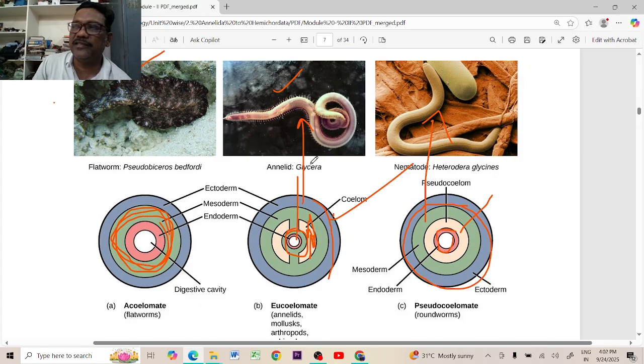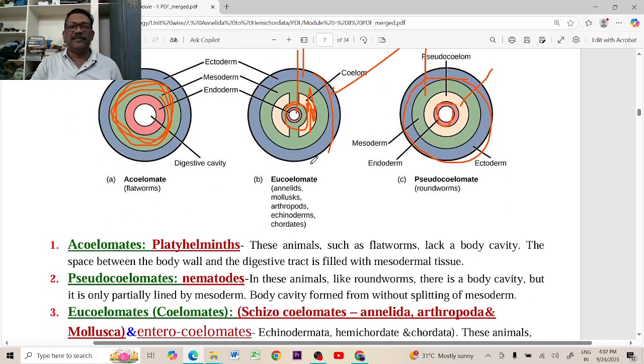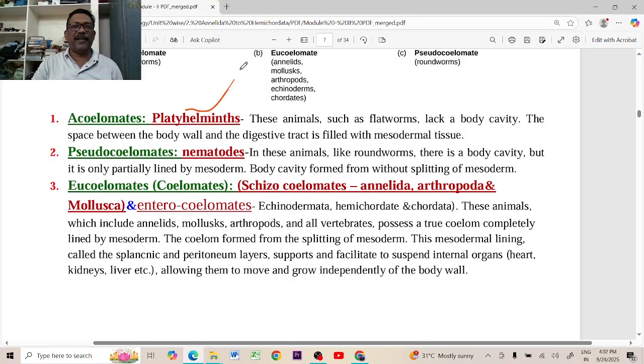The body cavity, or the coelom, is filled with coelomic fluid that acts as a hydrostatic skeleton and can be used to transport materials also. Acoelomata: Platyhelminthes. Pseudocoelomata: Nematodes or Nemathelminthes. Among the eucoelomata, some are schizocoelomates: Annelida, Arthropoda, Mollusca. Enterocoelomates: Echinodermata, Hemichordata, and Chordates.